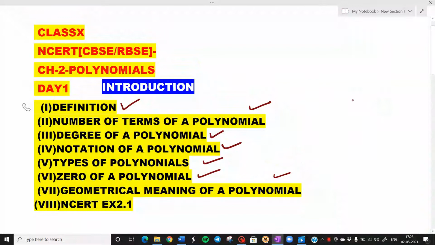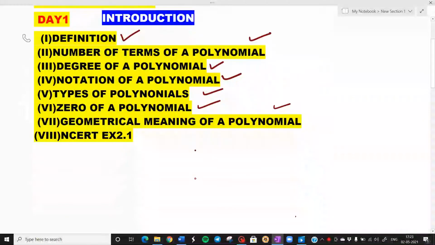Today I am going to discuss with you chapter 2, that is polynomials of class 10th mathematics. In this we shall be discussing the definition, number of terms of a polynomial, degree of polynomial, notation of a polynomial, types of polynomials, zero of a polynomial, geometrical meaning of a polynomial, and NCERT questions. So, first of all, definition of a polynomial.